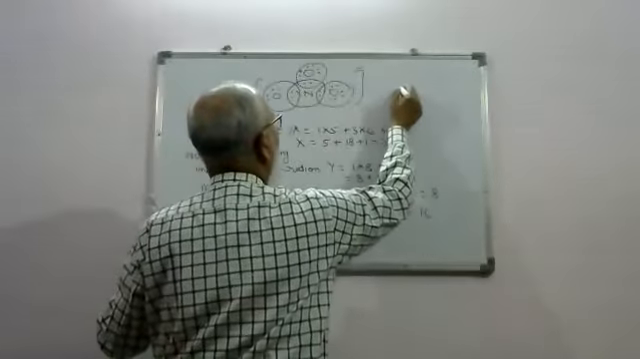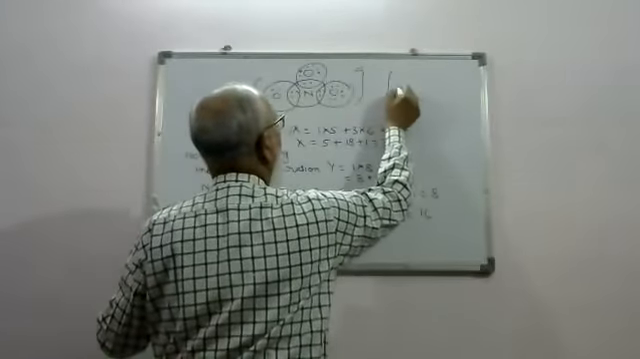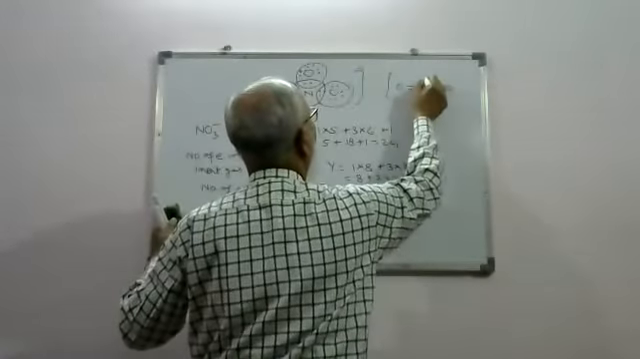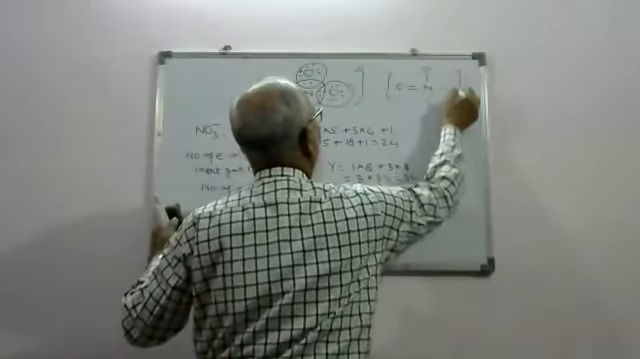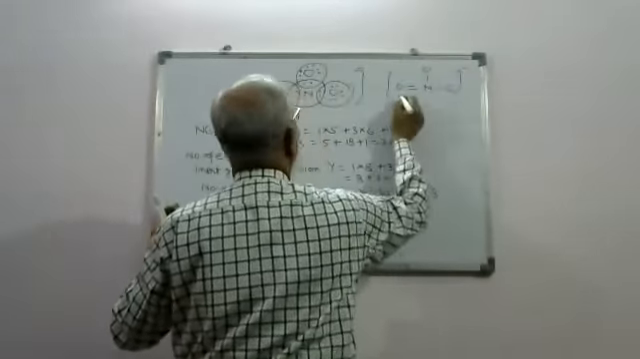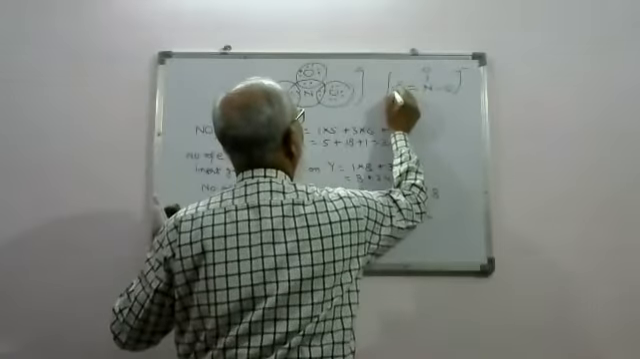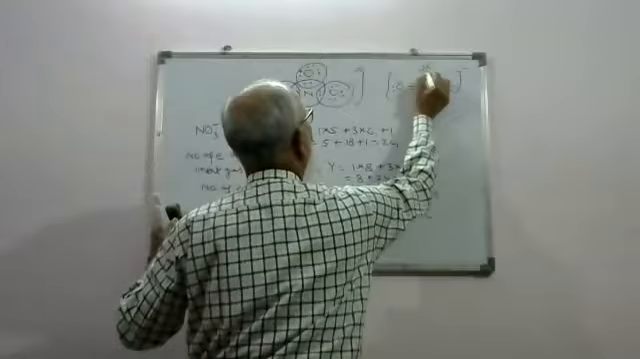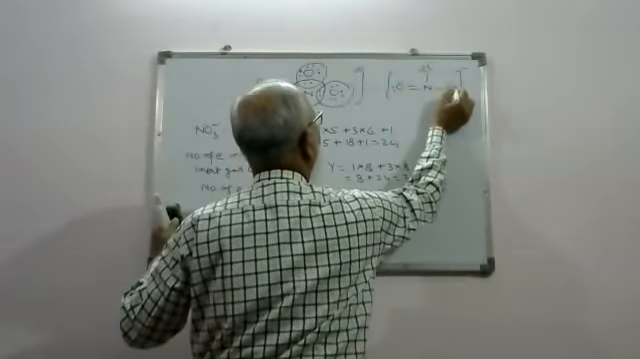So this dash formula will be like this: O double bond O with one negative charge, 2 lone pair here, 3 lone pair here, and 3 lone pairs here.